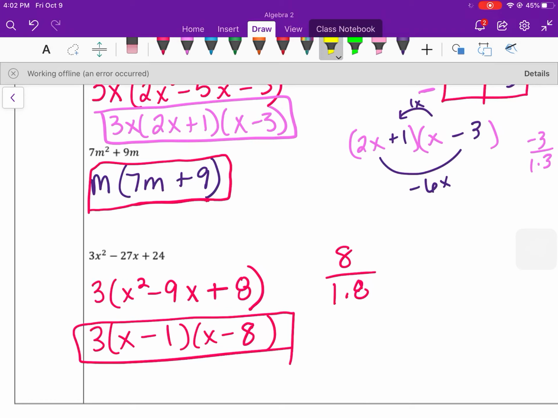The box is not necessary when your leading coefficient for A is 1 because it has to be x times x. You have no other choices. So that is the answer. All right, factoring.